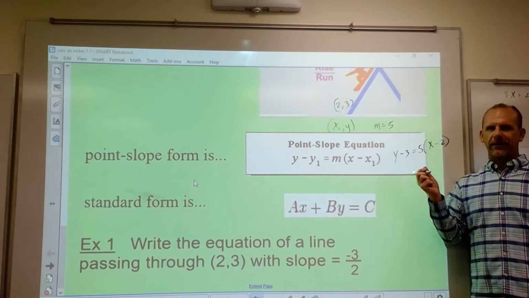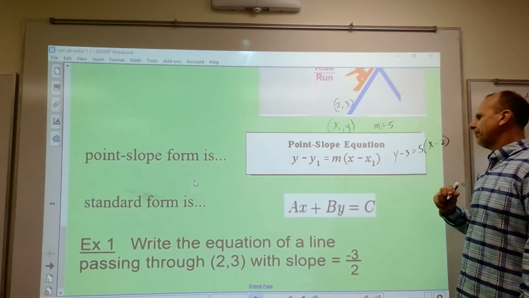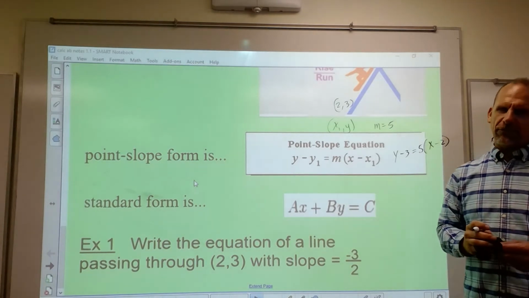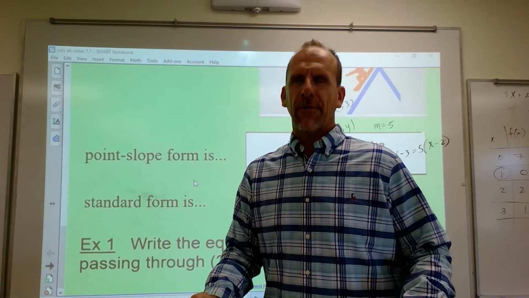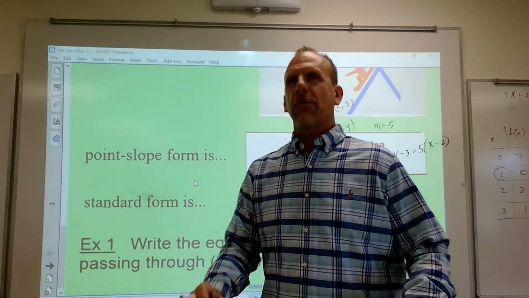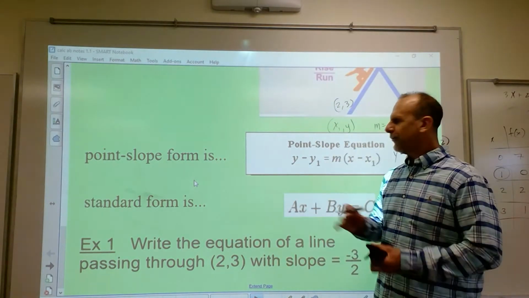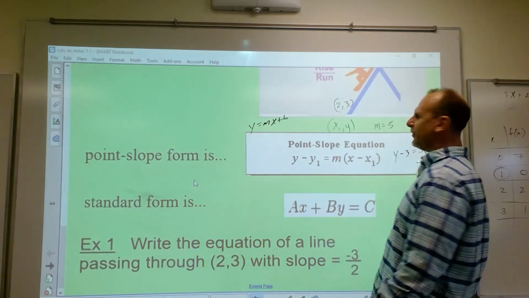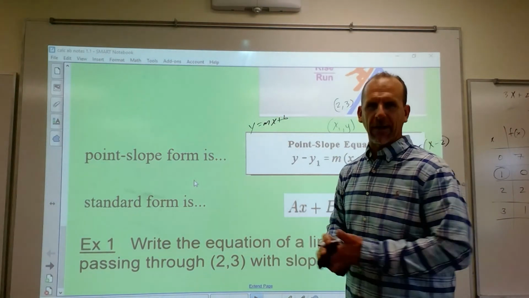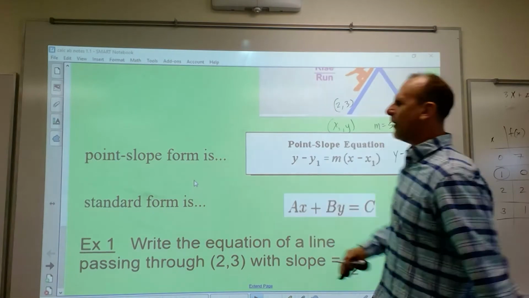I recommend it. If they ask you to switch forms, which sometimes they do, or sometimes on the multiple choice free response part of the test, you'll get this answer, but all the answers will be in y equals mx plus b form. You might have to change this form to that form, which I'll talk about in a second. Anyway, this is called point slope form.